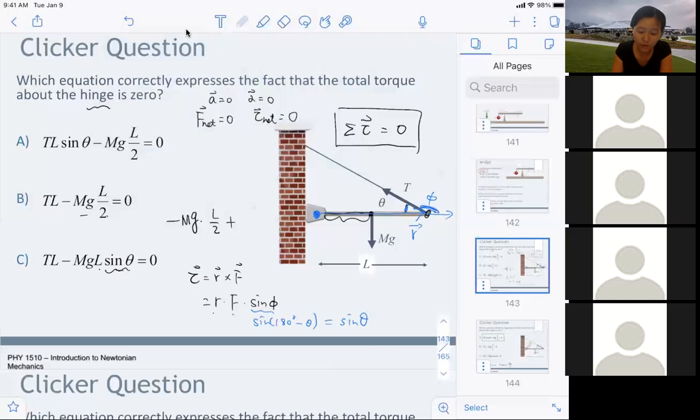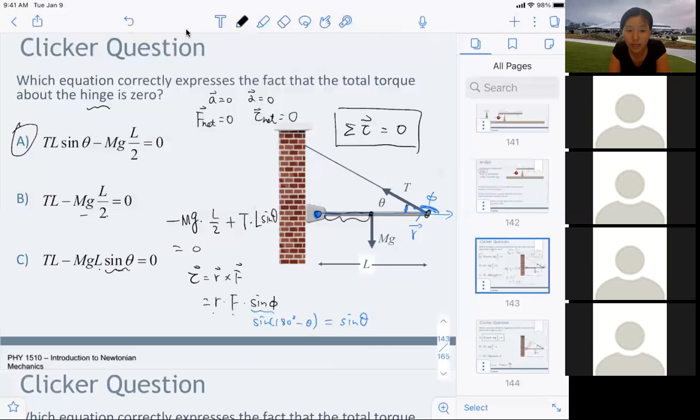So the torque from the tension is T times the magnitude of r, which is the entire length of the rod, L, times sine theta. So these two add up to be 0. So A is correct.